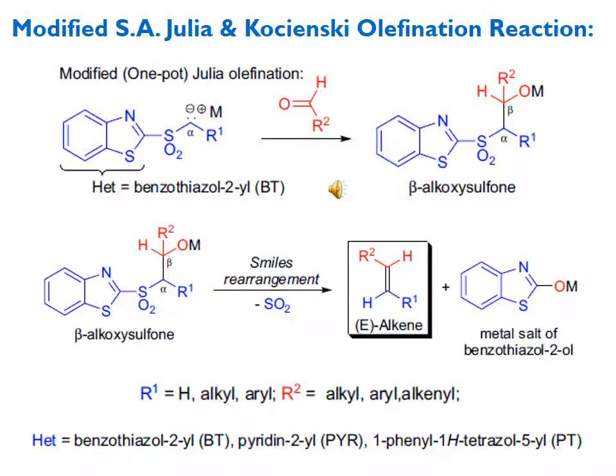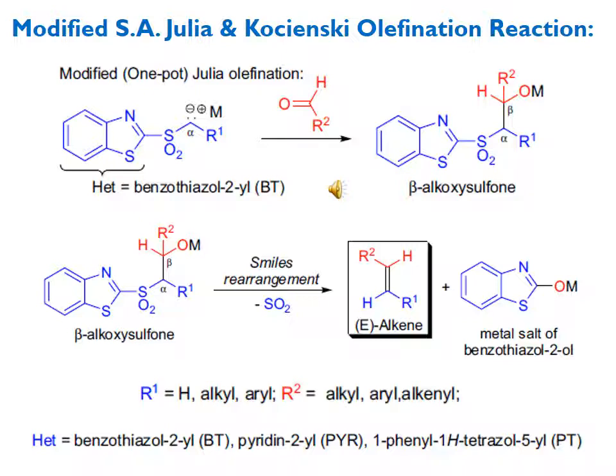The mechanism is not given here. We are discussing only the general introduction to these rearrangements. In the next lecture we will completely discuss the mechanism for these rearrangements. And we get the product. The byproduct is the metal salt of the aryl group. Here the R1 group, which is present in the sulfone, can be hydrogen, alkyl or aryl. R2 has no specification, it can also be alkyl, aryl or alkenyl.